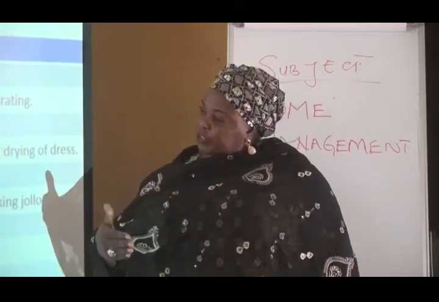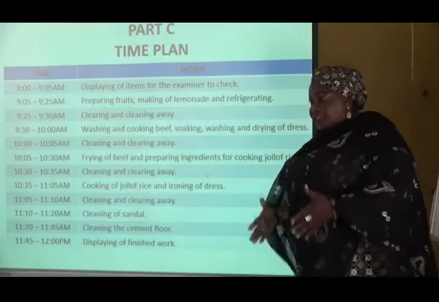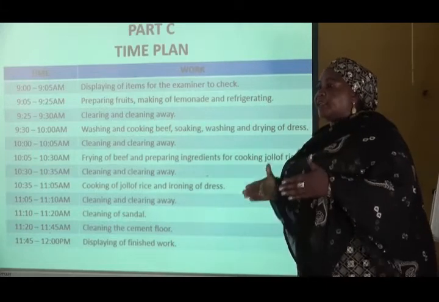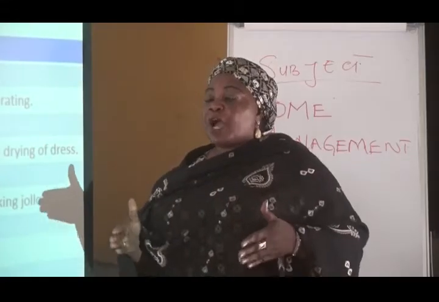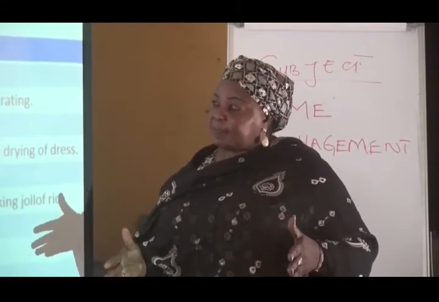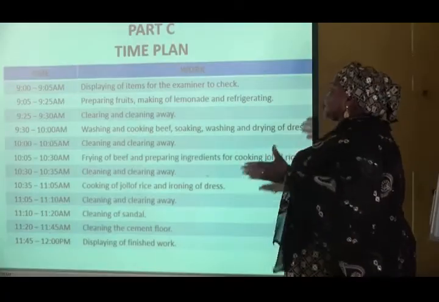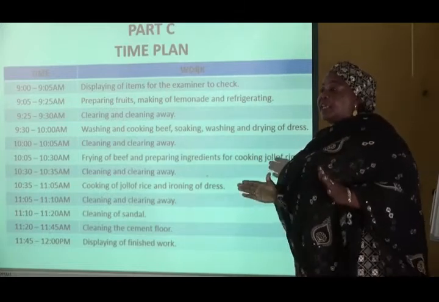Well, when you wash, I've soaked my clothes already. I'm washing it. After washing it, I'll also wash my beef, and then I'll prepare it at the same time. Now, remember what I said about dovetailing. It means your ability to carry out two or more tasks at the same time. So at the same time, while I'm washing and cooking my beef, I've soaked my clothes, I'll wash, and then I'll dry the clothes at the same time.